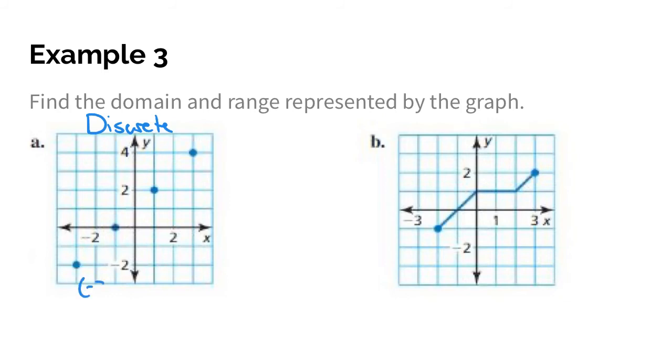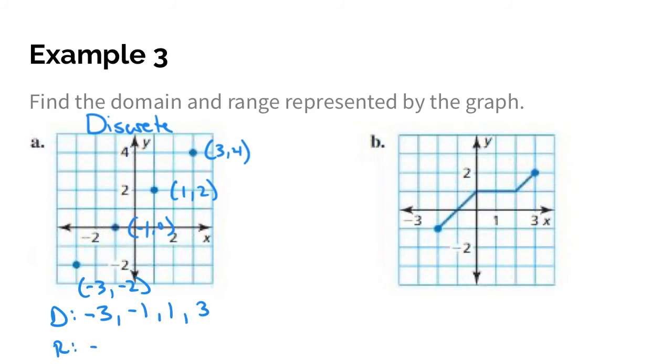So for example, I would have -3, -2. This would be at -1, 0. This would be at 1, 2. And last one, this would be at 3, 4. So in terms of my domain is just a list of all the x values. So I have discrete points, so I have -3, -1, 1, and 3. And my range, since they're discrete points, would be -2, 0, 2, and 4. Discrete points mean that I'm going to have discrete values for my domain and range.